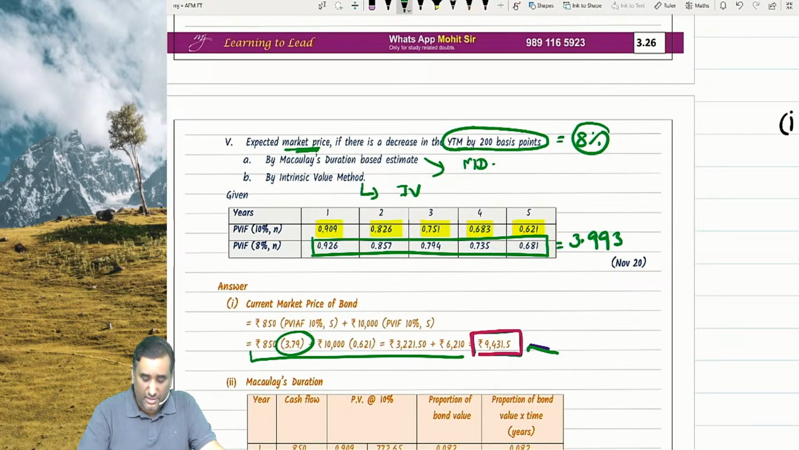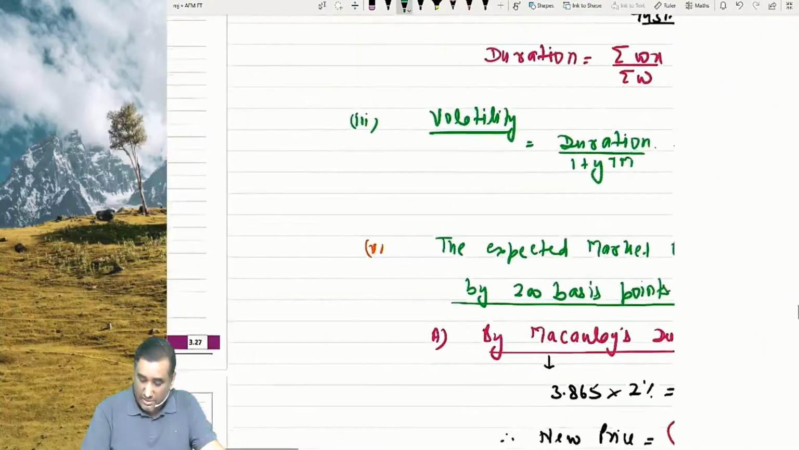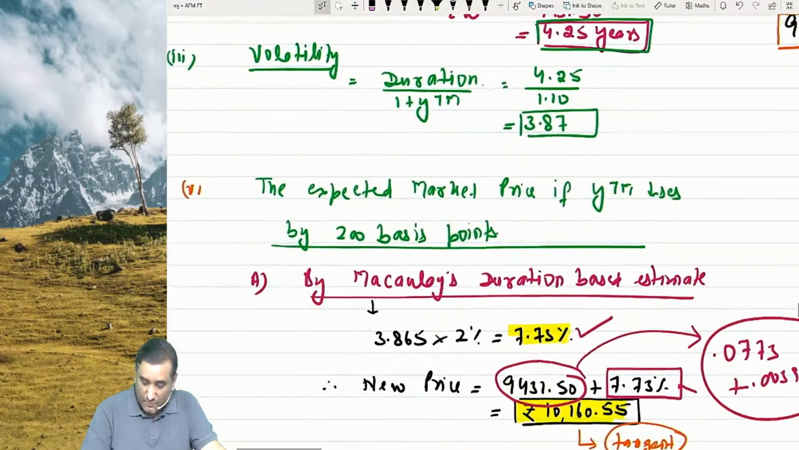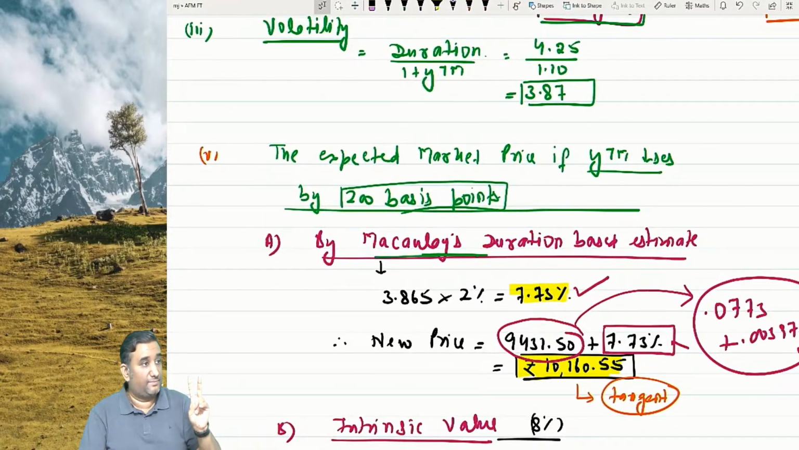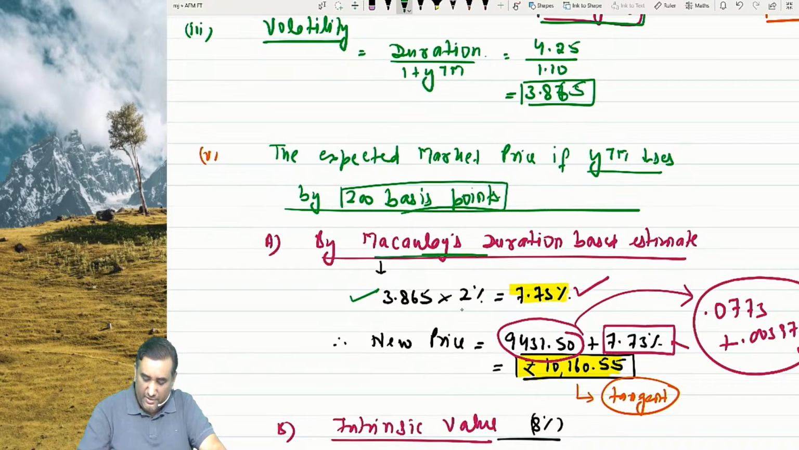3.993. You do not need a calculator, just add these factors: 0.926, 0.857, 0.794, 0.7315 and 0.68. 3.993. Now, the expected market price if YTM decreases by 200 basis points, with modified duration, that means 2%. Don't make a mistake, 2%. It was 3.865, so I have used here 3.865 into 2, 7.73, and then the new price would be 9431 plus 7.73.